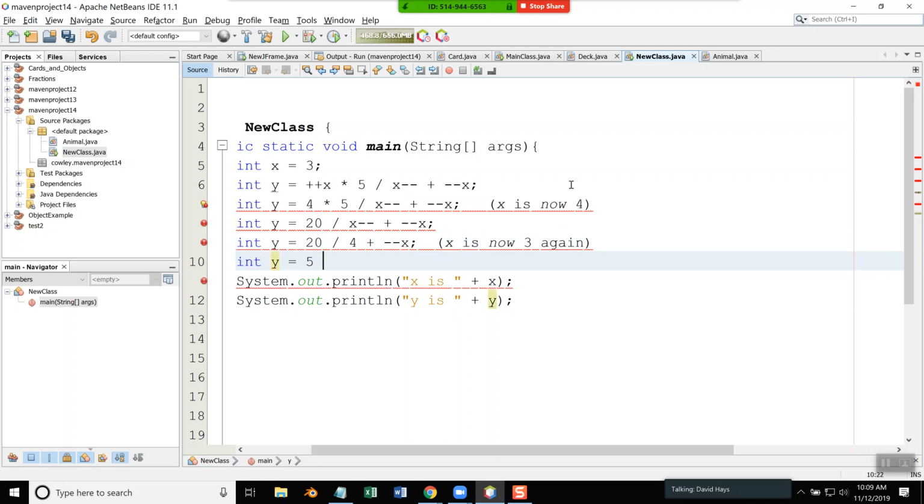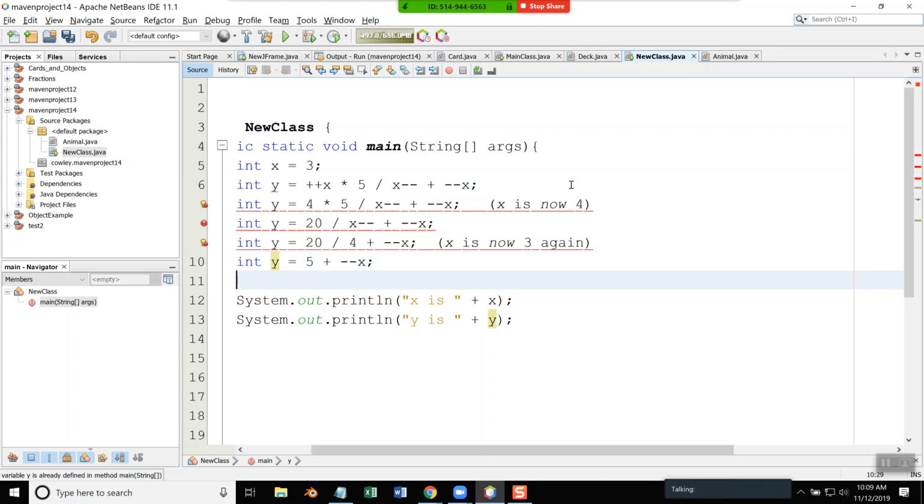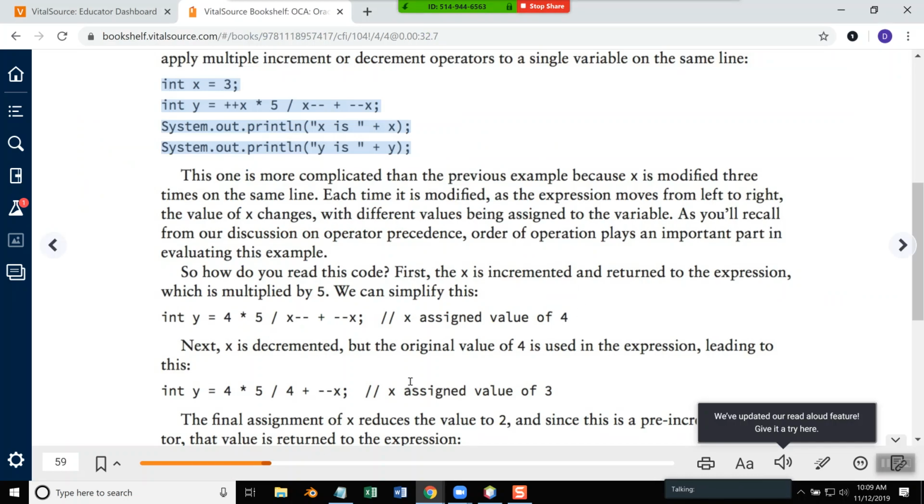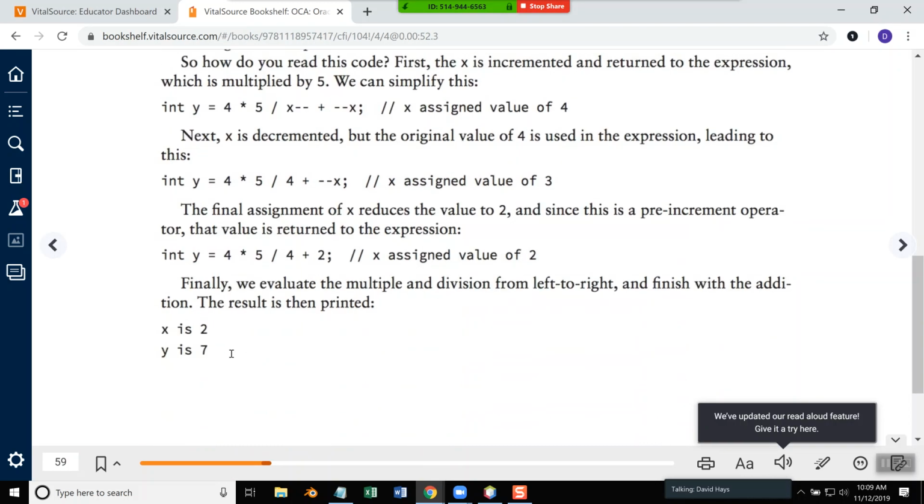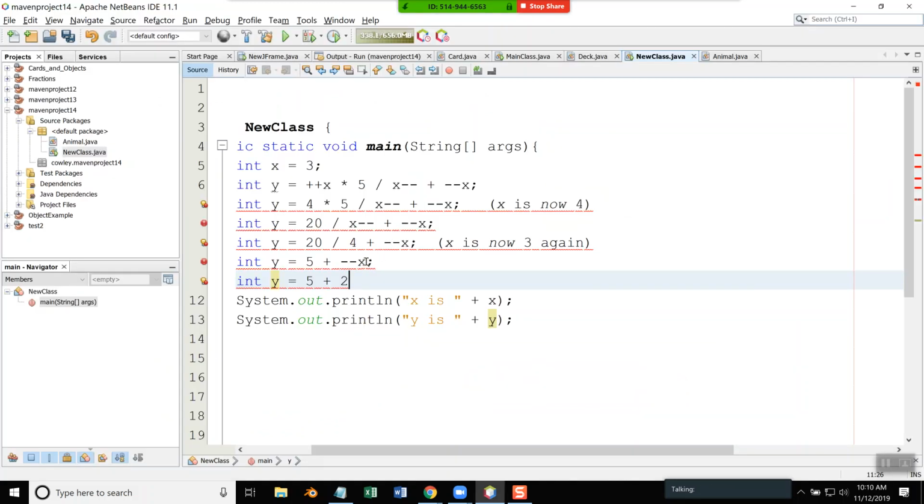20 divided by 4 is 5 plus minus minus x. Minus minus should reduce that beforehand, too. Boy, I'm not even close. Wait a minute, what? I'm looking at the wrong one. Y is 7. Okay. I don't know what I got the first time, but okay, I see where that's coming from.